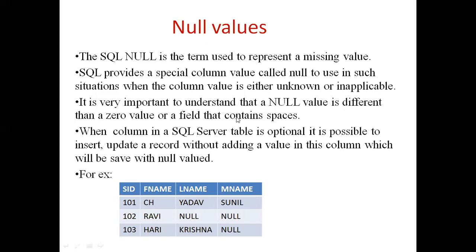So SQL provides a special column value, the null value, to use in situations where the column value is unknown or inapplicable. If I am defining some other domain and the value is not applicable there, it has defined a value called null. It is very important to understand that a null value is different from a zero value. Null cannot be equal to zero. Null is not a defined value, which means later on we can define it as some other value, but it is not equal to zero. Even if we simply leave it blank, we can't think of it as a null value. Space is different, zero is different, and null is different.